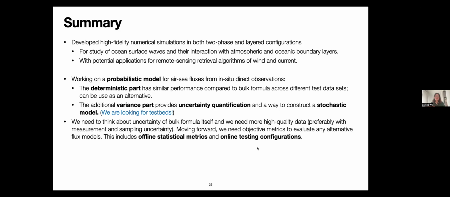And moving forward, this is something I learned from the machine learning data science community, we need objective metrics to evaluate any alternative flux models. And this includes both offline statistical metrics like the R-squared I showed, and also a common online testing bed where everyone can try their own flux model on something that's self-contained and idealized, so that we might see the effects of flux on processes that we care about.